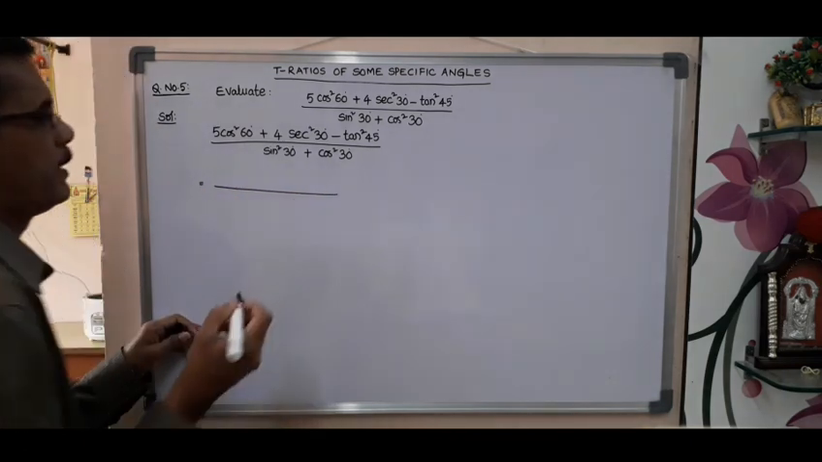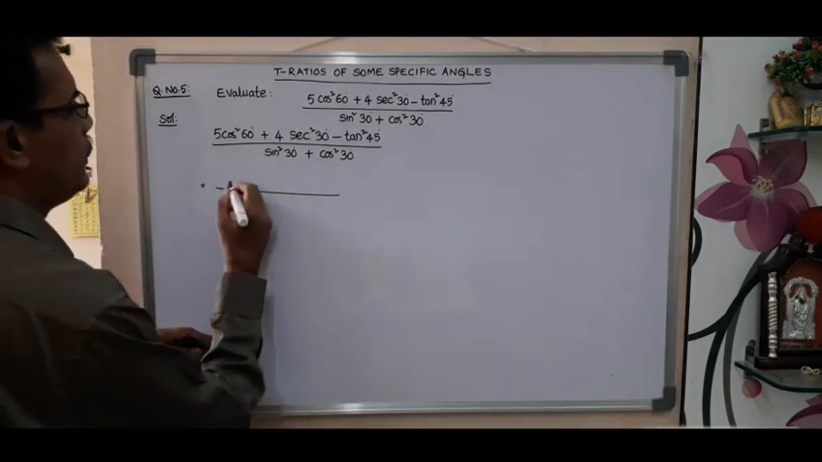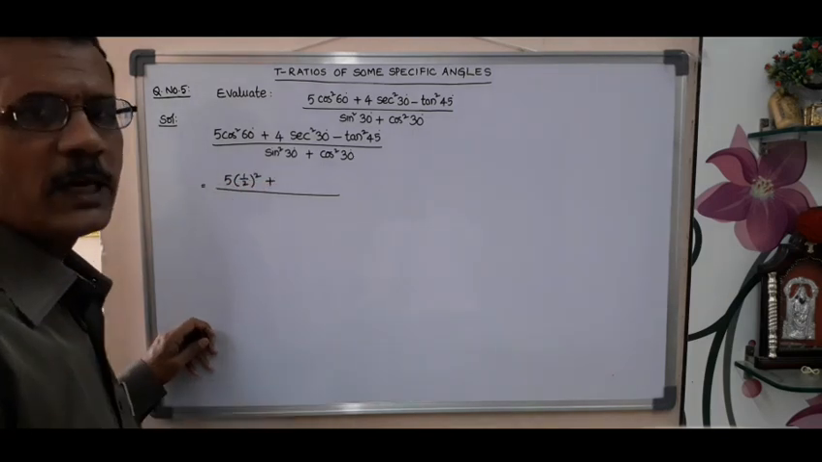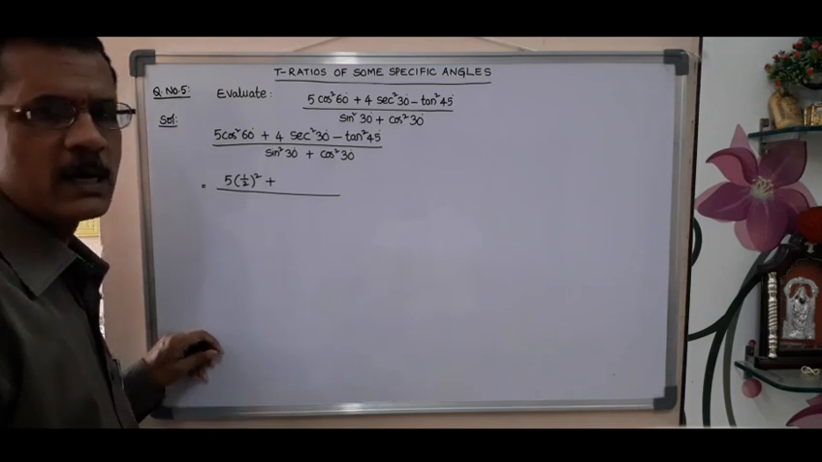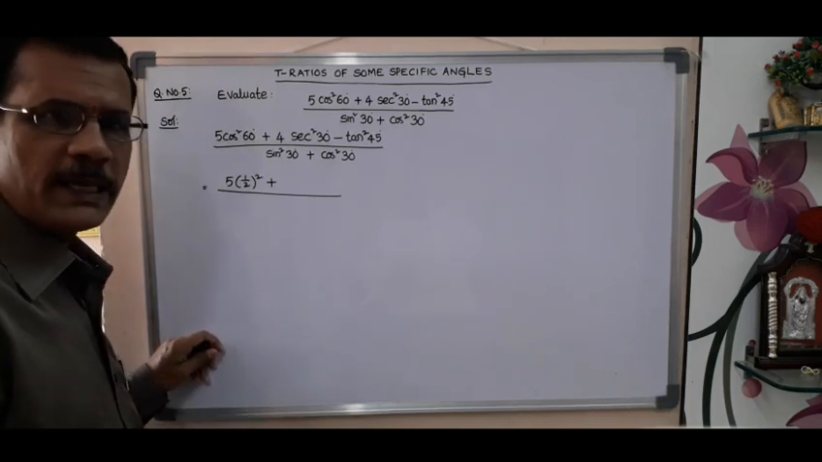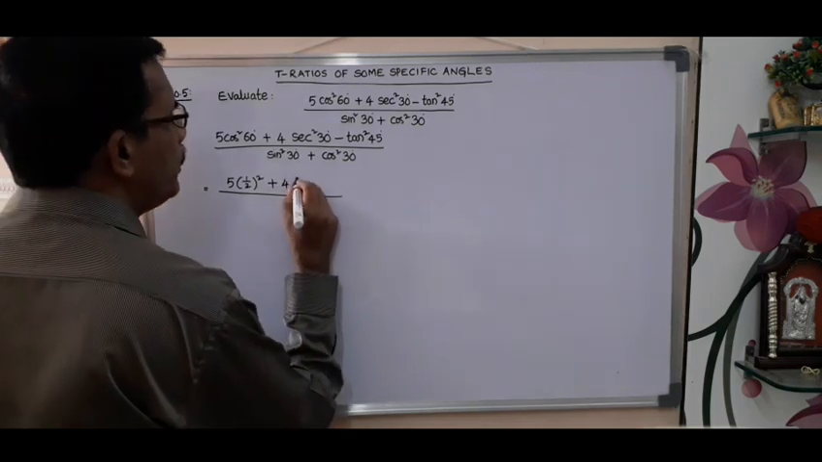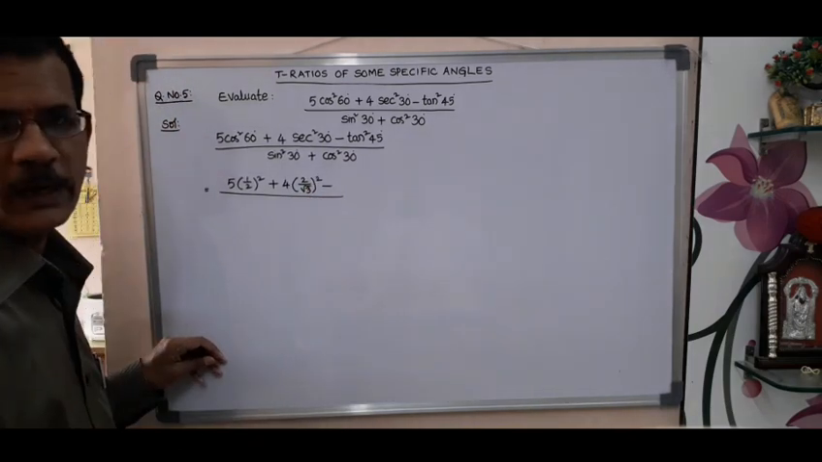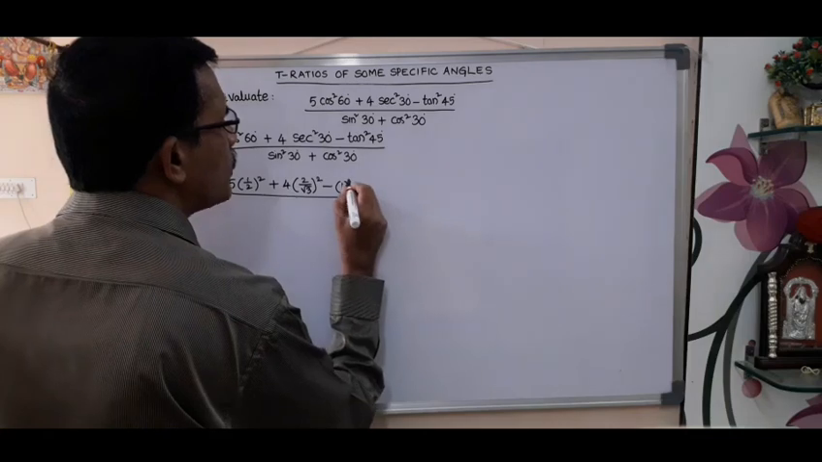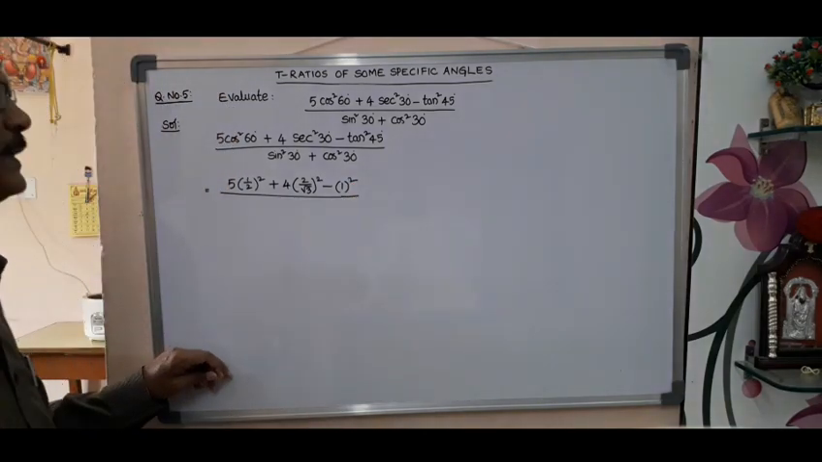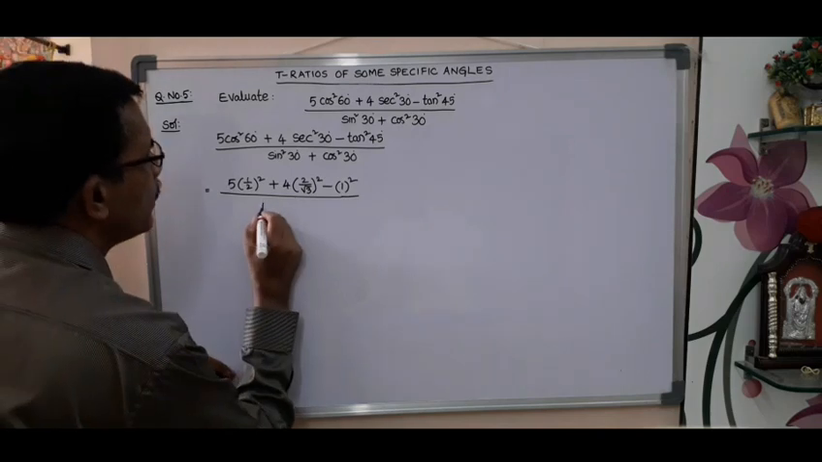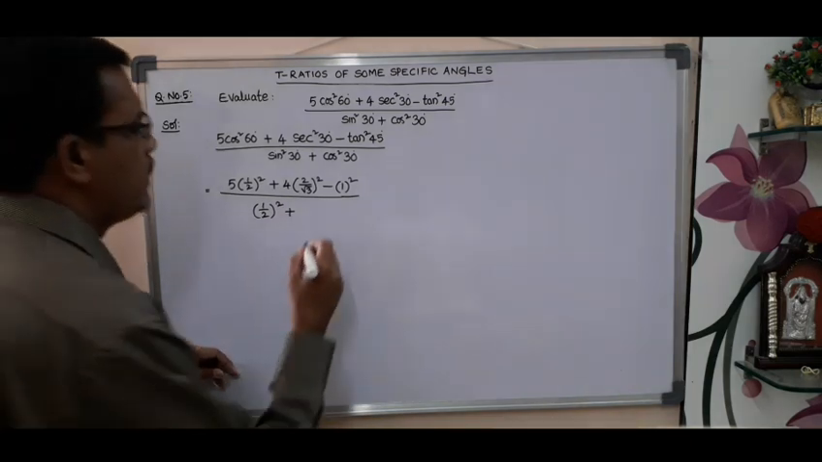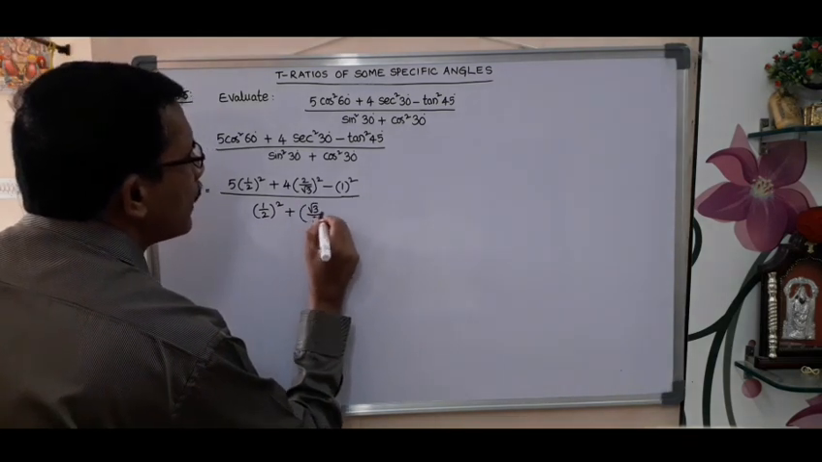That is equal to, cos 60 value is 1/2. So 5 into (1/2)² plus sec 30. Secant is the reciprocal of cos, and cos 30 is √3/2. So sec 30 is 2/√3. So 4 into (2/√3)² minus tan 45. Tan 45 value is 1, so 1² over sin 30 degrees, (1/2)², plus cos 30 degrees, (√3/2)².